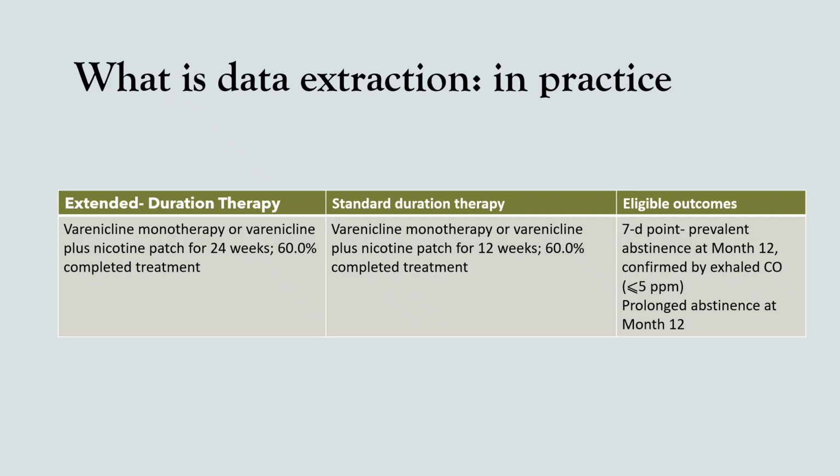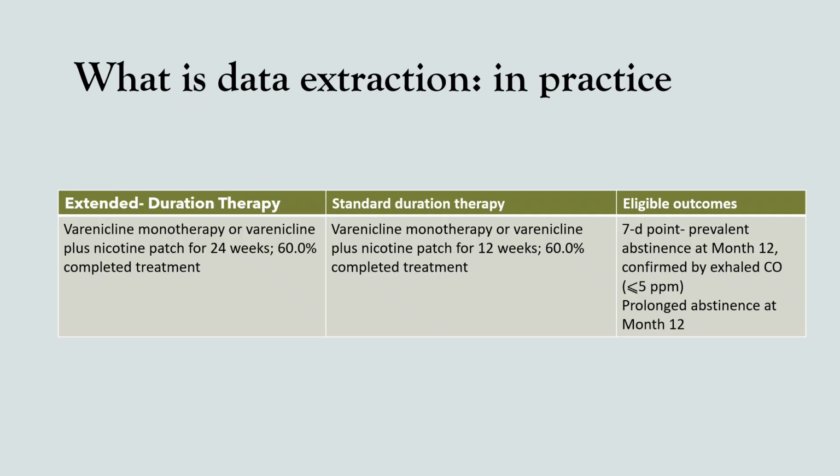And we also extract what types of eligible outcomes were available in this study. In the case study here, this trial reported 7-day point prevalence abstinence at month 12, prolonged abstinence at month 12, and these outcomes tell us how success was measured and when it was measured.